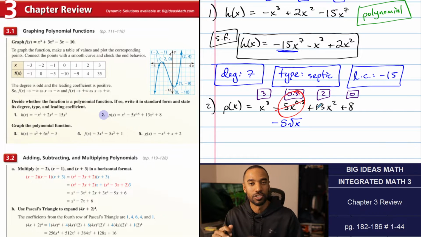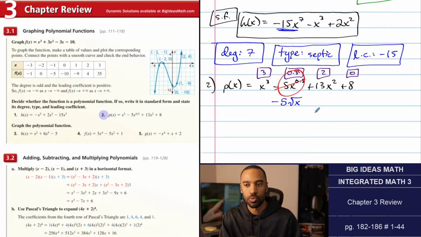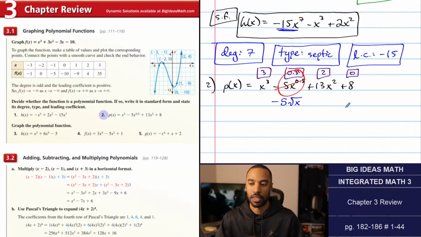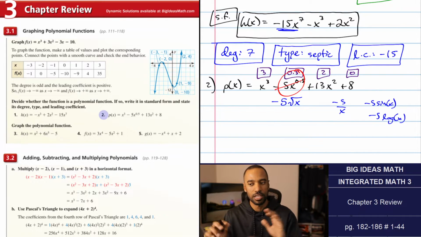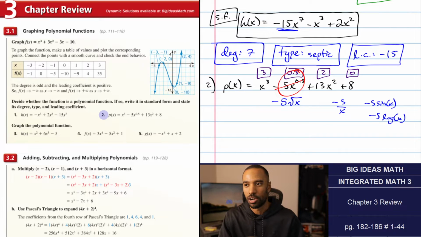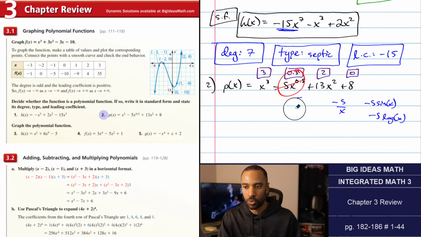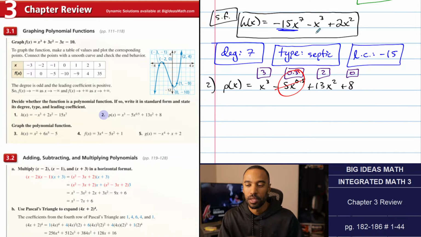It's a radical term. Radical terms cannot, do not, shall not exist in polynomials. Neither can rational terms. Let's say it said negative 5 over x, or negative 5 times the sine of x, or negative 5 times the log of x, or whatever these things are. These don't exist in polynomials. These aren't with variables raised truly to the positive powers, or 0 power. So this is not a polynomial.